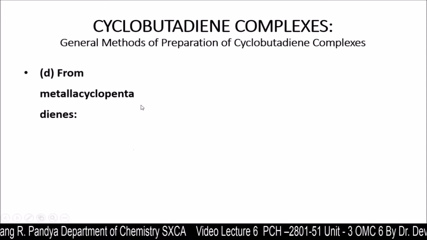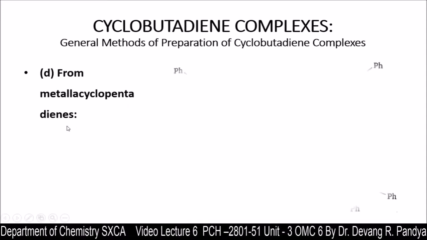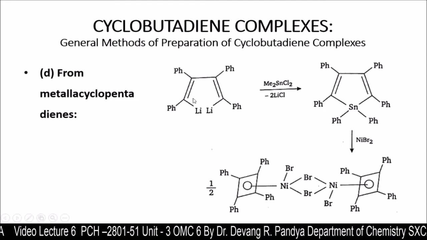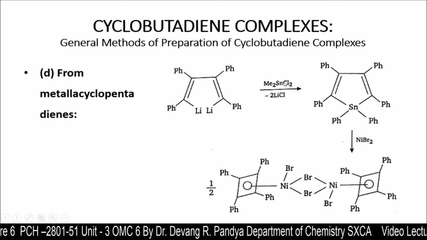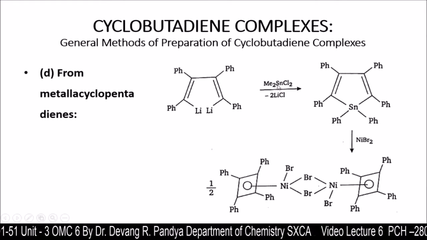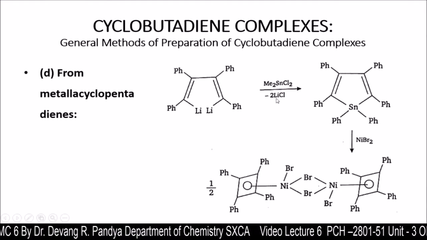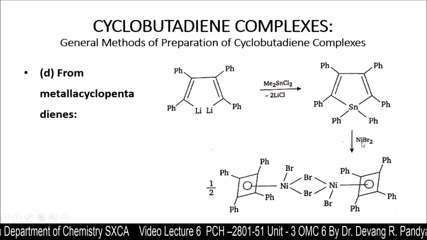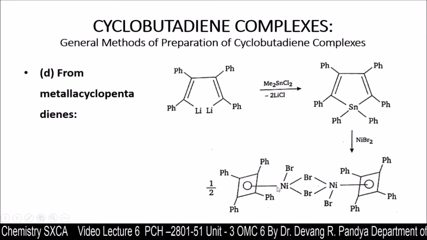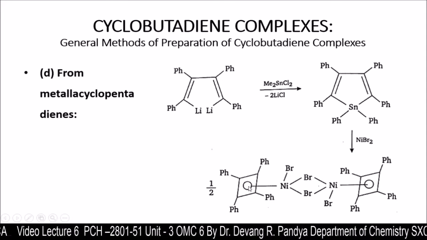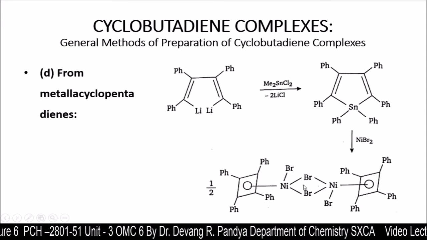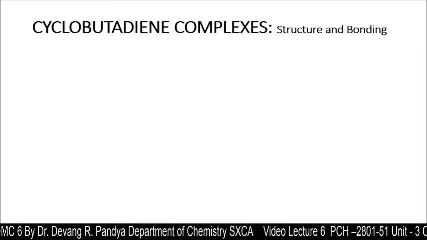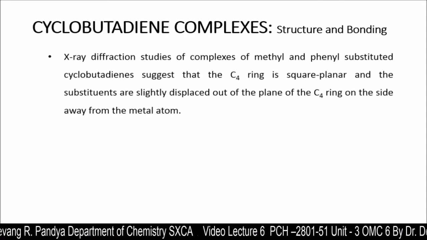From metal acyclopentadiene, we can prepare this complex as well. Here you can see metal acyclopentadienes. This metal acyclopentadiene is treated with dimethyl stannous chloride. So lithium chloride gets substituted, and we're going to get this complex. Treated with nickel bromide, we're going to get the substituted cyclobutadiene nickel complex, where bromine acts as a bridging ligand over here, bonding to nickel with cyclobutadiene.